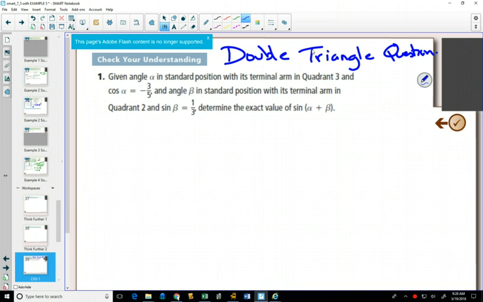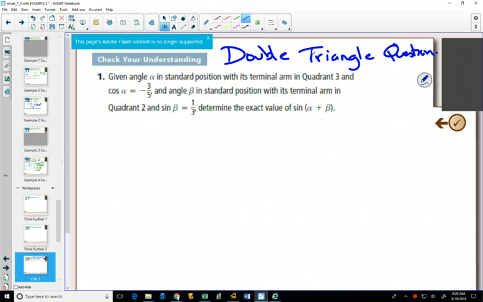But when you start reading this question, given angle alpha in standard position in quadrant 3 and cos alpha equals -3/5, that first phrase sounds like a triangle question because we're given sine, cos, or tan, and we're told what quadrant it's in, so you could draw a triangle for that. But then the second part of the phrase says, and angle beta, so we have a second angle with the same kind of information. It's in quadrant 2, and you know sine of beta is 1/3. That also sounds like a triangle question for a different angle.